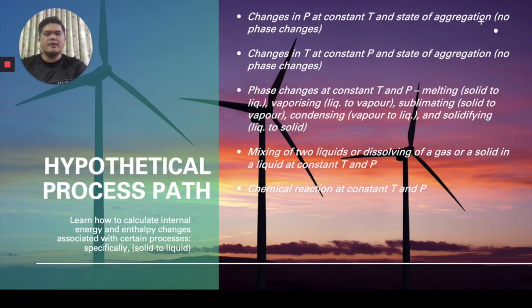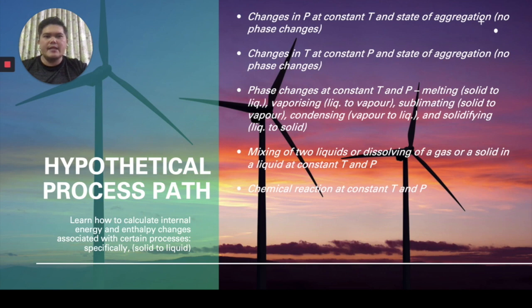The hypothetical process path involves five important things. For example, if there is a change in pressure at constant temperature and state of aggregation, where there is a change of pressure, but no change of temperature and no change of phase, you must draw that in your hypothetical path. If there is a change of temperature at constant pressure and no phase change, this must also be included in your hypothetical path.